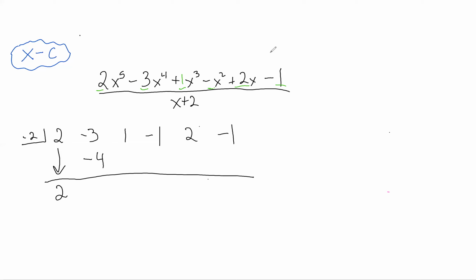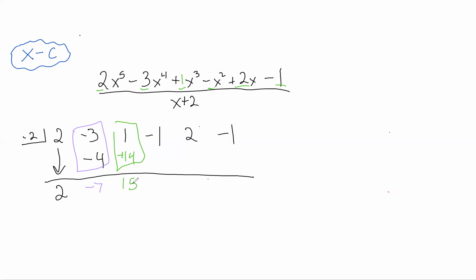And then, instead of subtracting, we're going to add these things. So -3 plus -4 is -7. So we take -7, which is what we got, and multiply it by -2. -7 times -2 is +14. We add these two together. Negative times a negative is a positive. This becomes 15.